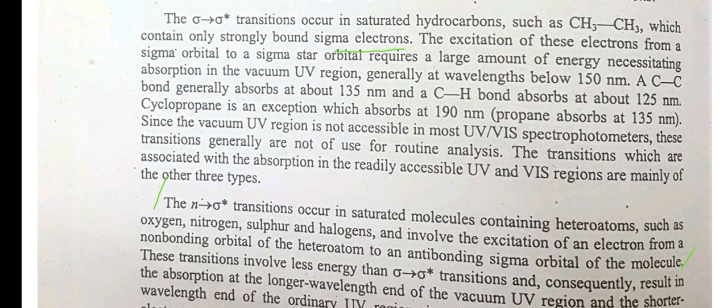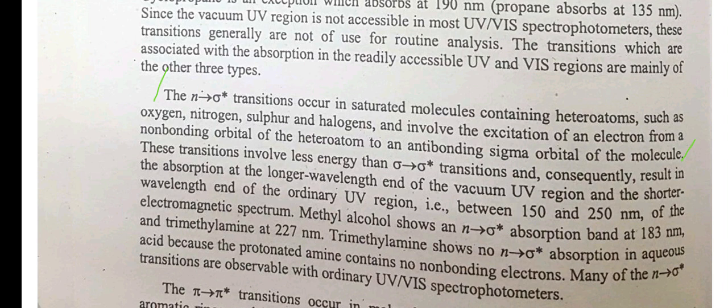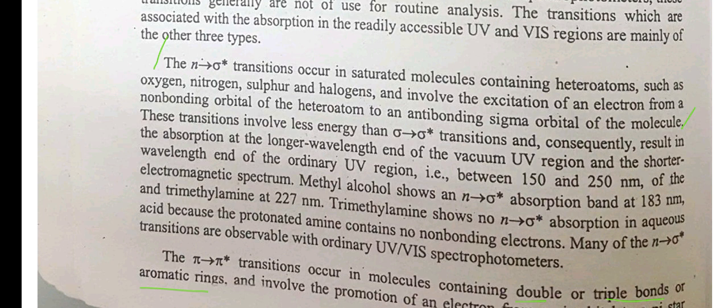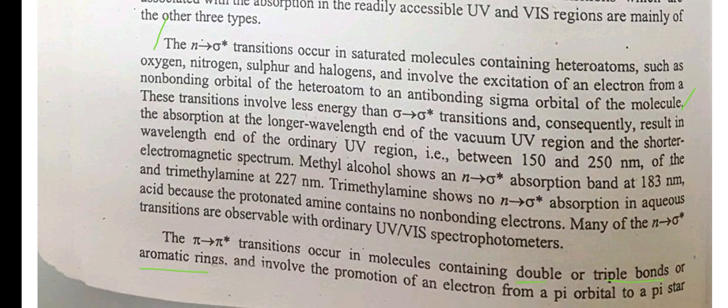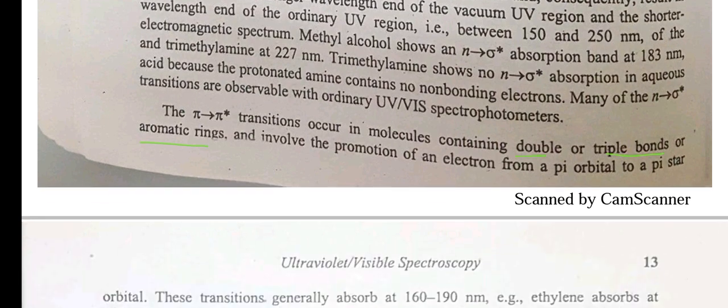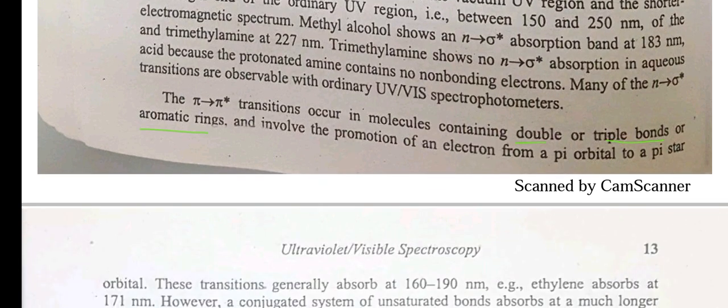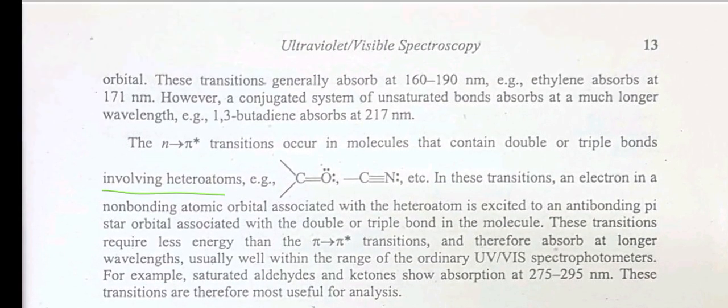135 nanometers. The n to σ* transitions occur in saturated molecules containing heteroatoms such as oxygen, nitrogen, sulfur, and halogens, involving excitation of an electron from a non-bonding orbital of a heteroatom to the anti-bonding sigma orbital of the molecule. N to π* transition is also possible, as you have seen. So this was the basic introduction about how transitions take place.